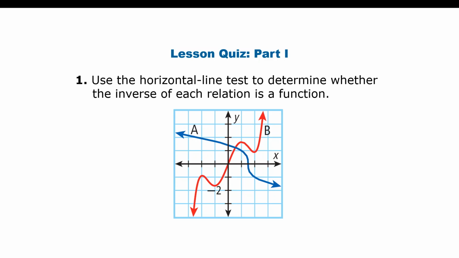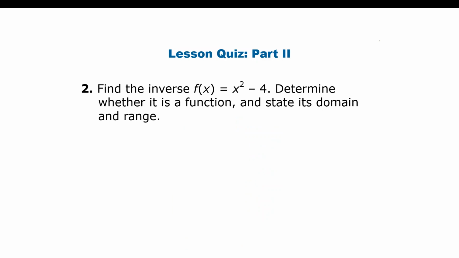Okay, so when you look at A, if it passes the horizontal test, which it does, we know that the function A is going to be a function. The inverse is also going to be a function. But let's look at section B here. Notice it does not pass the vertical line test right there. So the inverse of B is not going to be a function. So A is yes and B is no. Okay, turn the video off and try this one on your own.